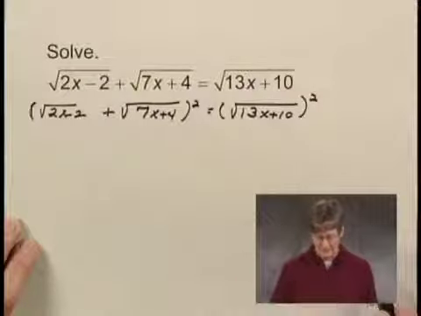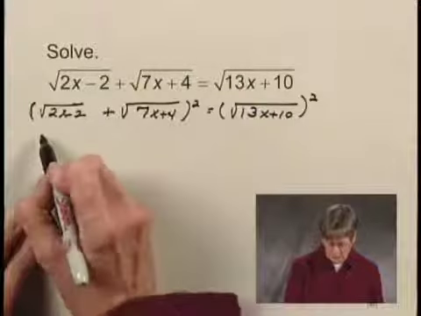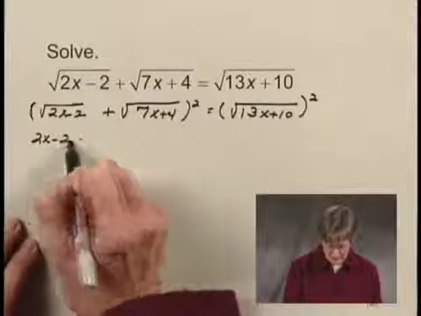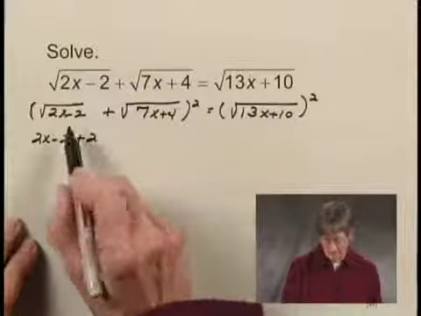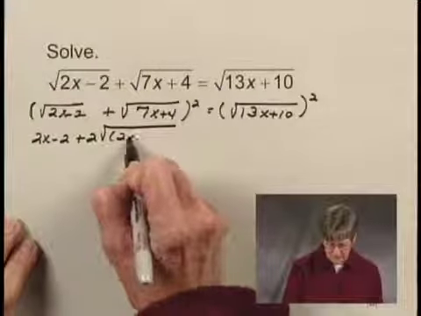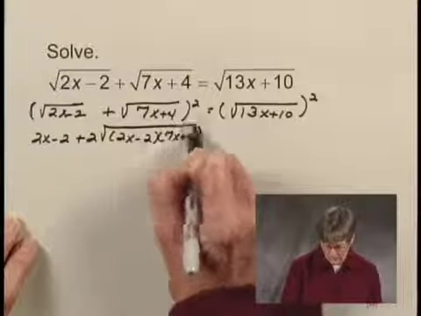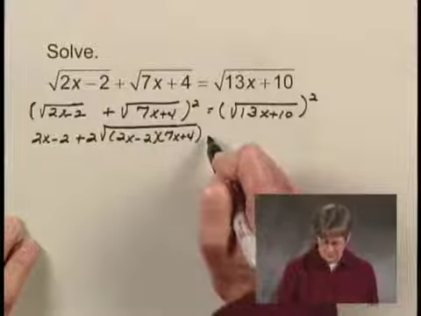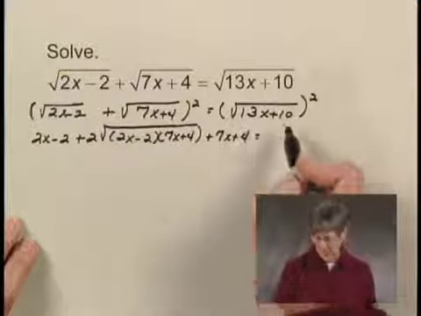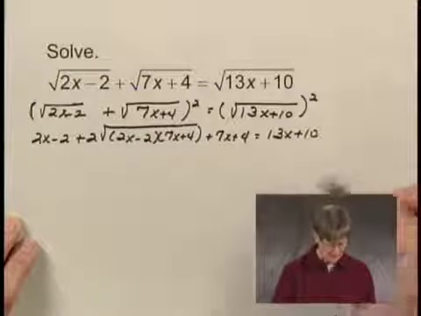Now, when I square on the left-hand side, I can use the rule for squaring a binomial. I'll have the square root of 2x minus 2 squared, which is 2x minus 2, plus 2 times this square root times this square root, and I'm going to write that as the square root of their product. And then I have the square root of 7x plus 4 squared, which is 7x plus 4. And on the right, I'm squaring the square root of 13x plus 10, which gives me 13x plus 10.